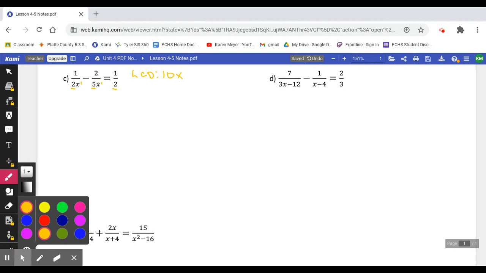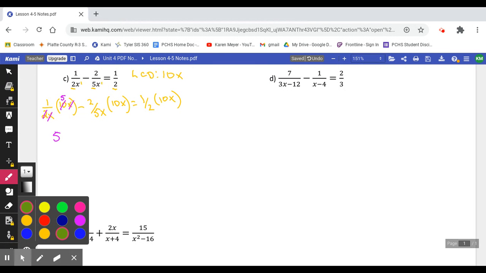Now, what I'm going to end up doing is taking each fraction times the LCD. So I'm just going to write that out. I'm writing each fraction, and next to each fraction, I'm going to put times whatever my LCD is. All right, great. My first one. Well, in the denominator, I have 2, and 2 will go into 10 5 times. And then the x's cross off. So I have 1 times 5, which is 5.